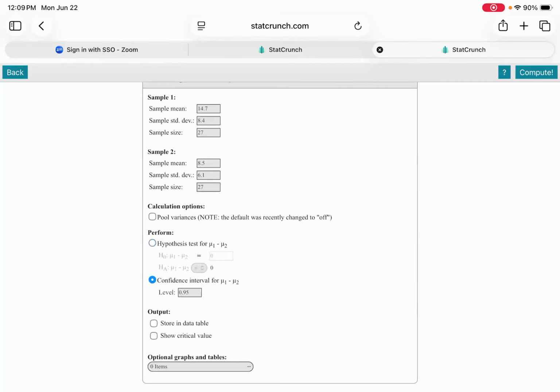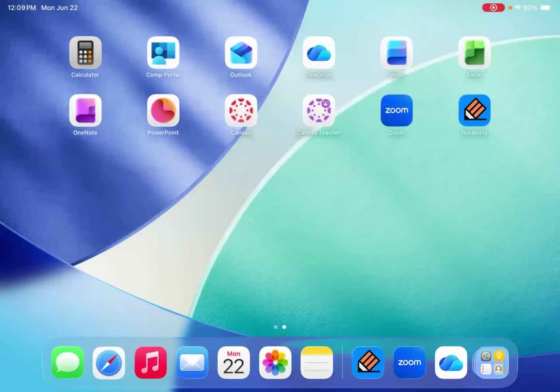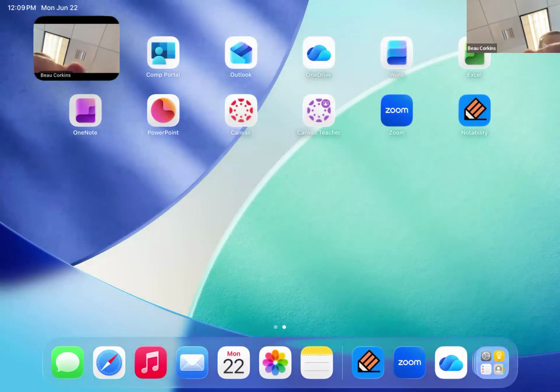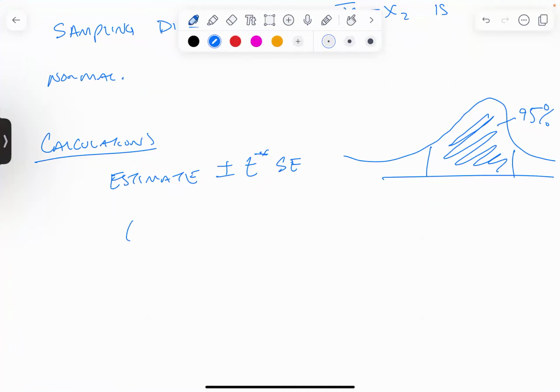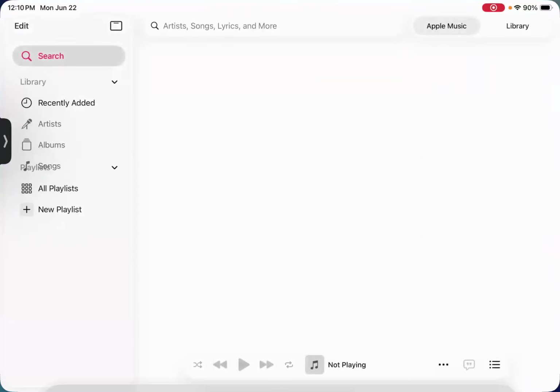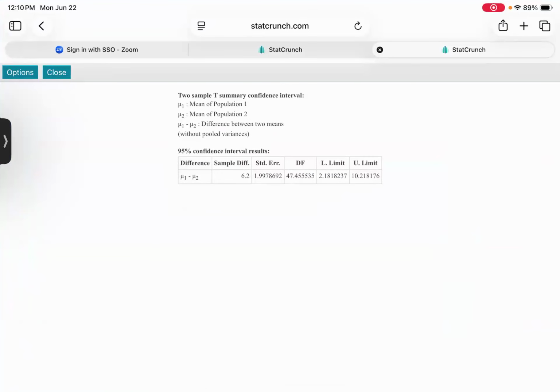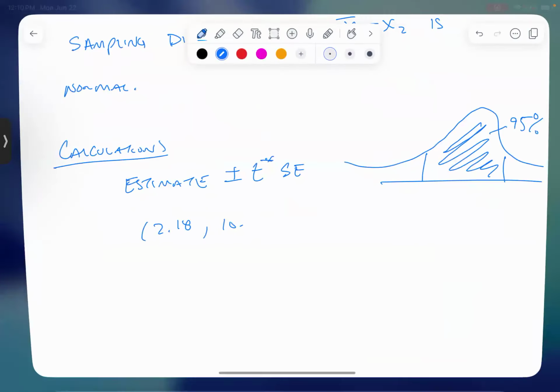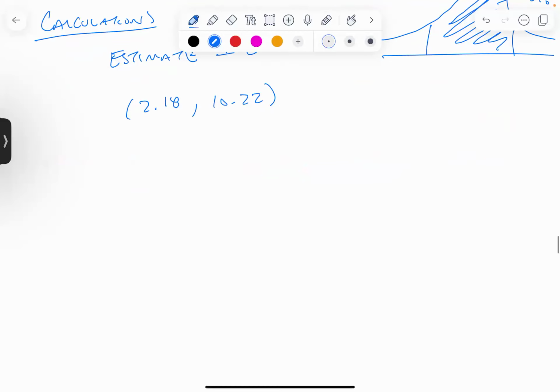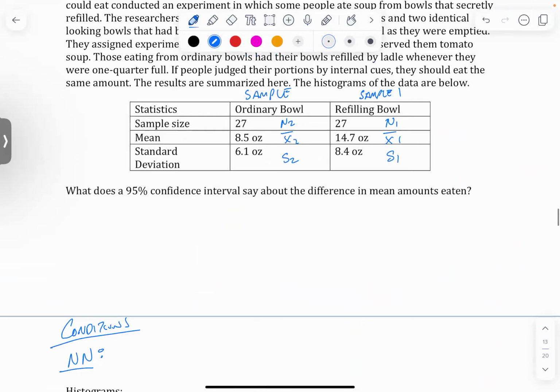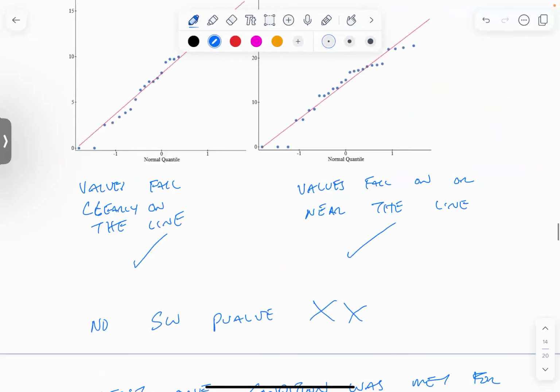Okay. All right, we are doing a confidence interval for mu1 minus mu2. We got our values, 2.18 and 10.22. All right, so we're doing a confidence interval, all right, as it's clearly specified. What does the 95% confidence interval say?